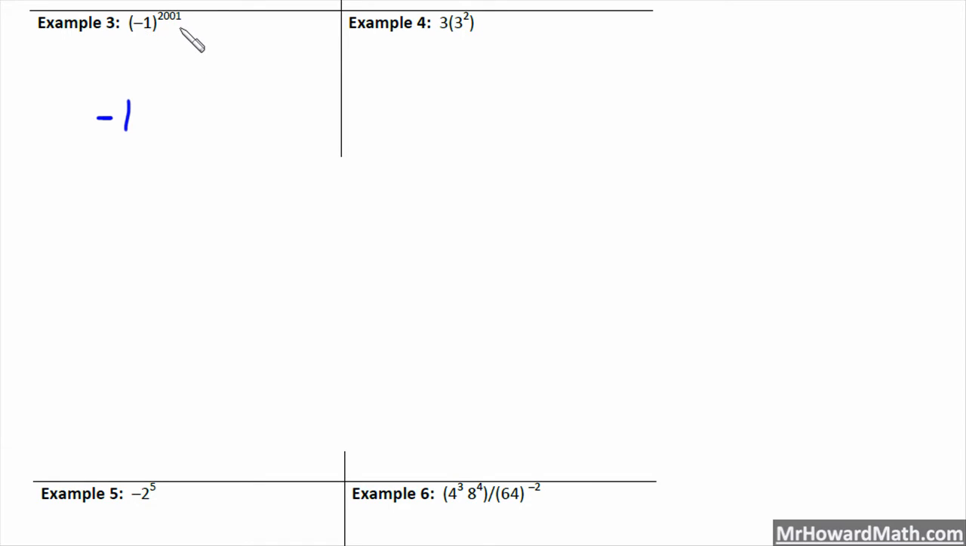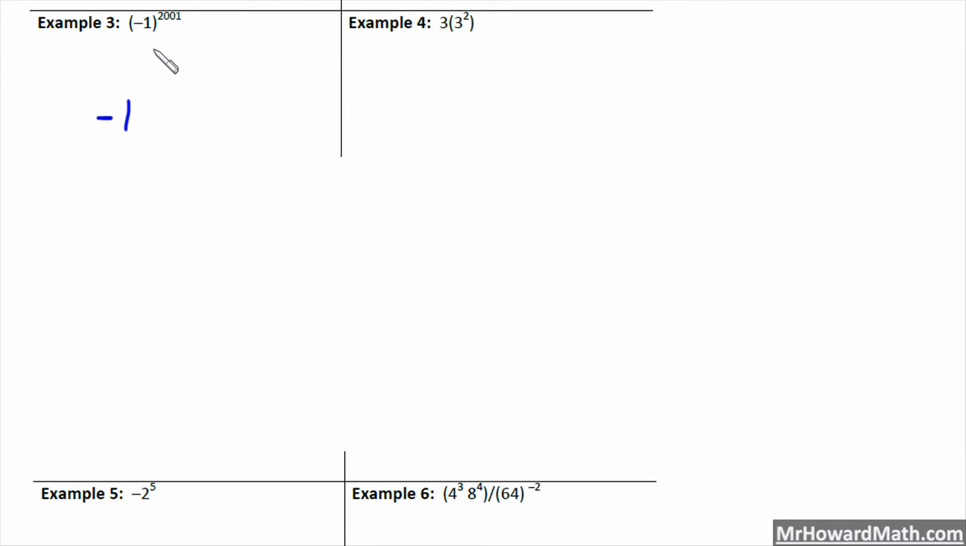If we raise negative 1 to the 2002nd power, so it was an even power, it would flip the answer to positive 1. So you raise a negative number to an odd power, the result is negative. You raise a negative number to an even power, the result will be positive.